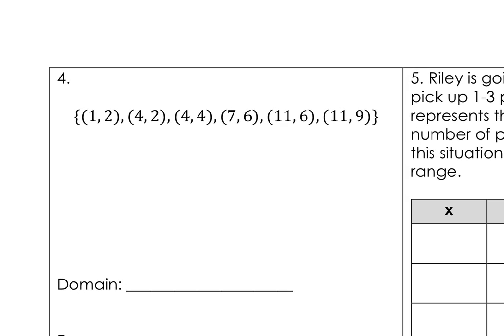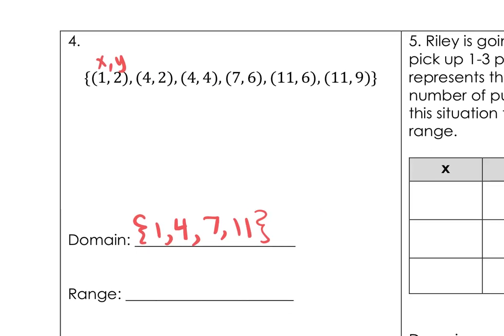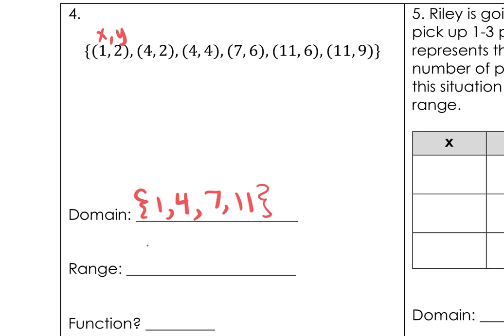Remember, with these ordered pairs, they are always x, comma, y. So if the domain is listing the x's, we're just listing that first number from each ordered pair: 1, 4, do not repeat 4 again, 7, and 11. If they appear more than once, still only list them once. Then your range. Now I'm just listing the y values: 2, 4, 6, and 9.